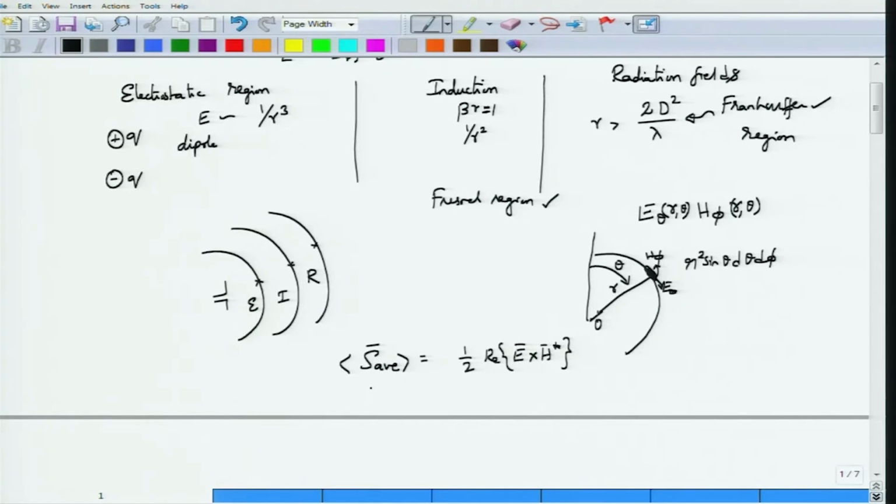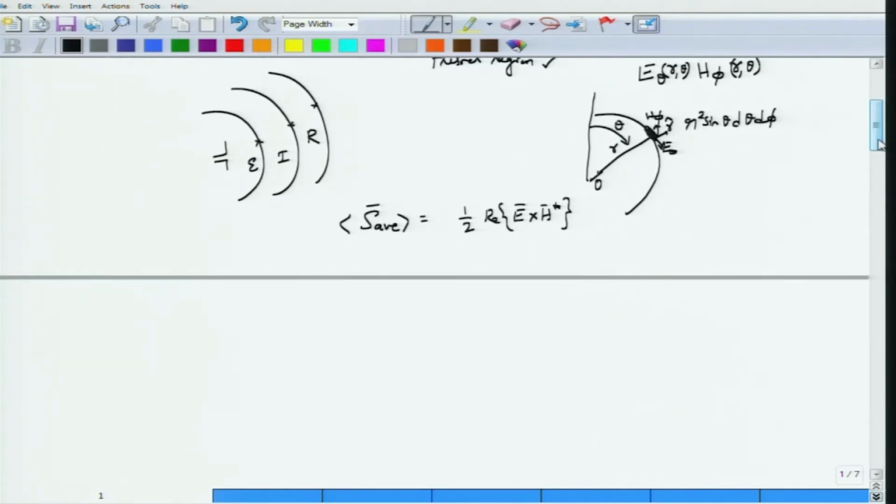Okay. If you are interested in the power that is going out, you see that since E is along theta and H is along phi, the power is actually radiated along the r direction, which is comforting because the energy is radiated away from the antenna in the radial direction, correct. So, if you evaluate the average power density for this particular antenna, the direction of the power is r. So, let me write down this r, and then you have half E theta H phi complex conjugate. But what is E theta H phi complex conjugate?